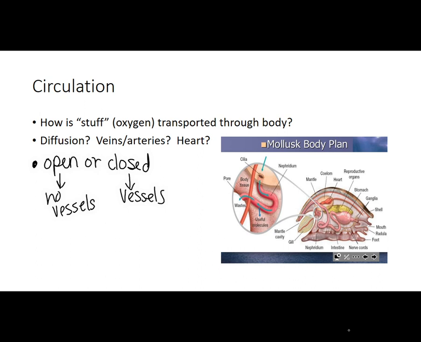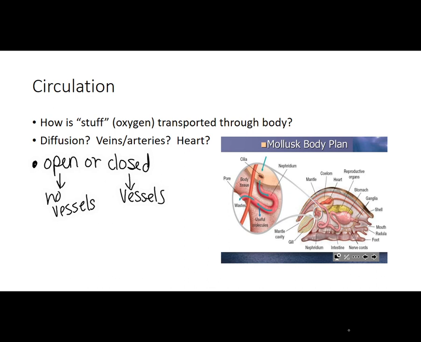Open or closed, and is there a heart? If there are veins and arteries, then it is closed. Is there one heart? Are there many hearts? Or is it just diffusion? Is there just kind of blood and it just diffuses into these open cavities? Because we see that happen sometimes too.